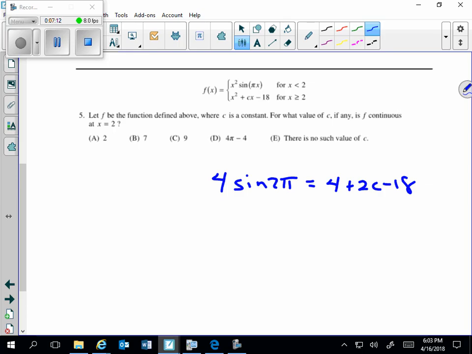So sine of 2 pi, we need to know our exact values. Sine of 2 pi is 0, so 4 times 0 is 0. On the right-hand side, I get negative 14. I add 14, I divide by 2, and c is 7, letter B.